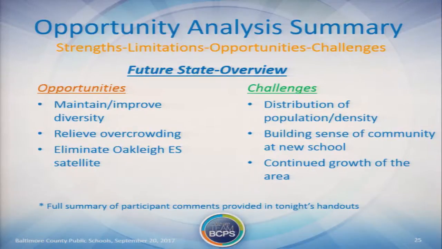Some of the opportunities are to maintain and improve the diversity in the area, to relieve overcrowding with the new school and making adjustments to the boundaries, and to eliminate that satellite at Oakley. That's an opportunity that you have at your fingertips to work on. The challenges you've identified were distribution of population density. Again, building a sense of community at the new school, and that's a challenge in trying to establish a new community and pride for the new school since it's brand new. And then continued growth of the area, something that certainly is a challenge as you're working with data that we know of now and future data.